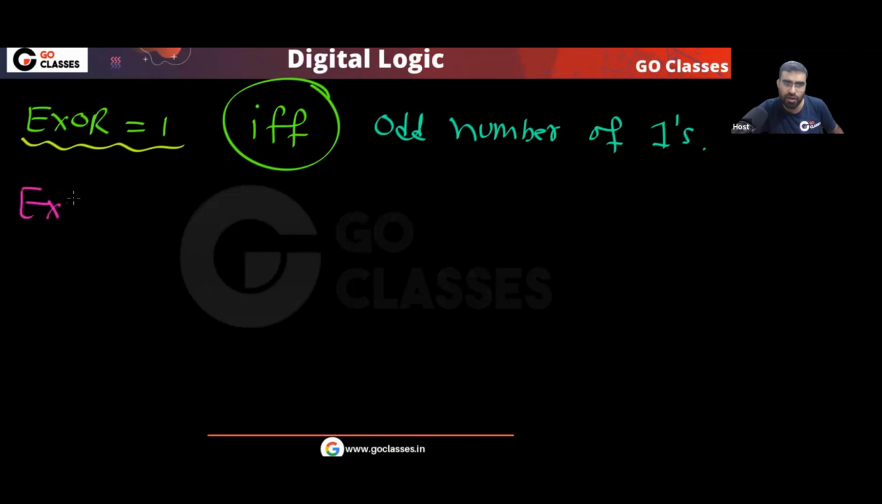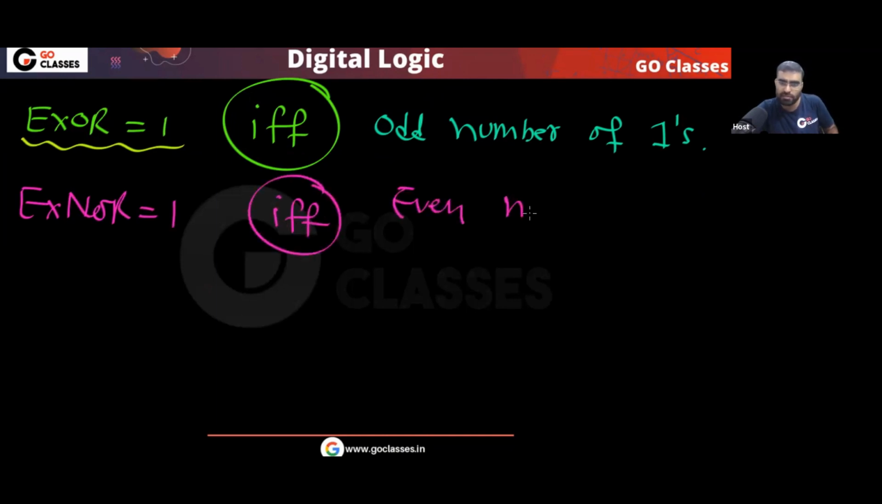Similarly, when will XNOR be 1? XNOR will be 1 if and only if even number of zeros are there. Is this clear? Very simple point. XOR will be 1 if odd number of ones are there, and XNOR will be 1 if even number of zeros are there.